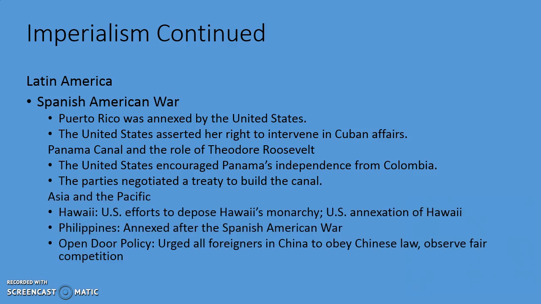Specific to Asia and the Pacific, we are going to gain Hawaii after doing much of what we did in Panama, coming in, overthrowing the monarchy there, taking down the last queen, and then annexing Hawaii for ourselves. We're eventually going to put a military base there, and it will eventually become one of the 50 states in the country. We're going to annex the Philippines after the Spanish-American War, after the horrible and gruesome things that went on there during the war.